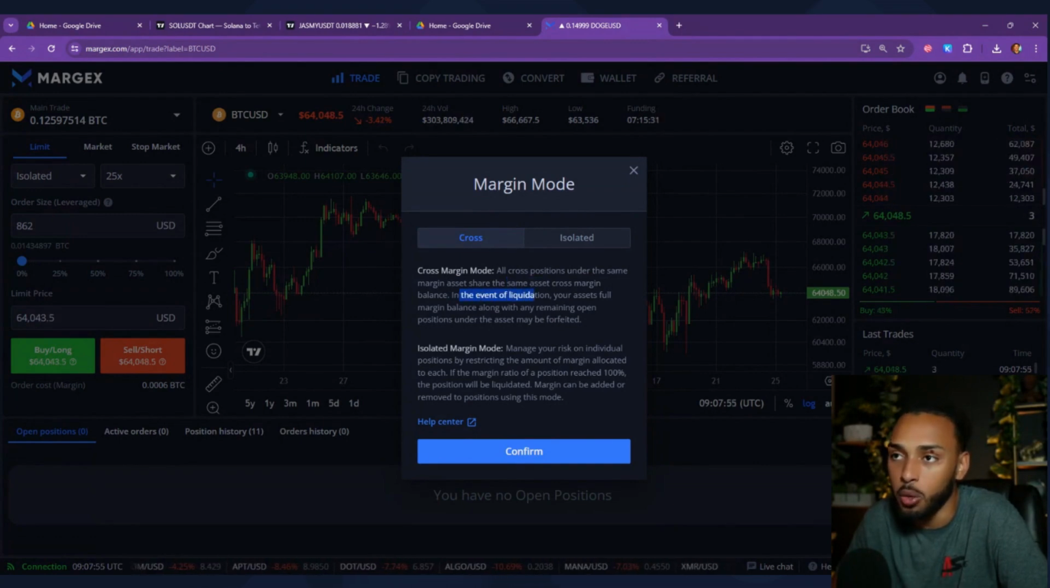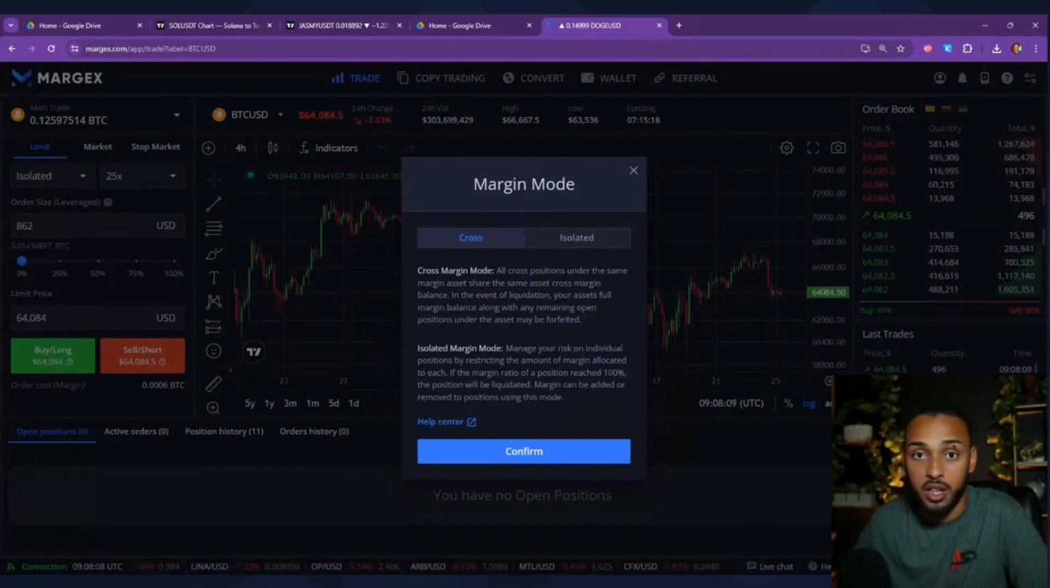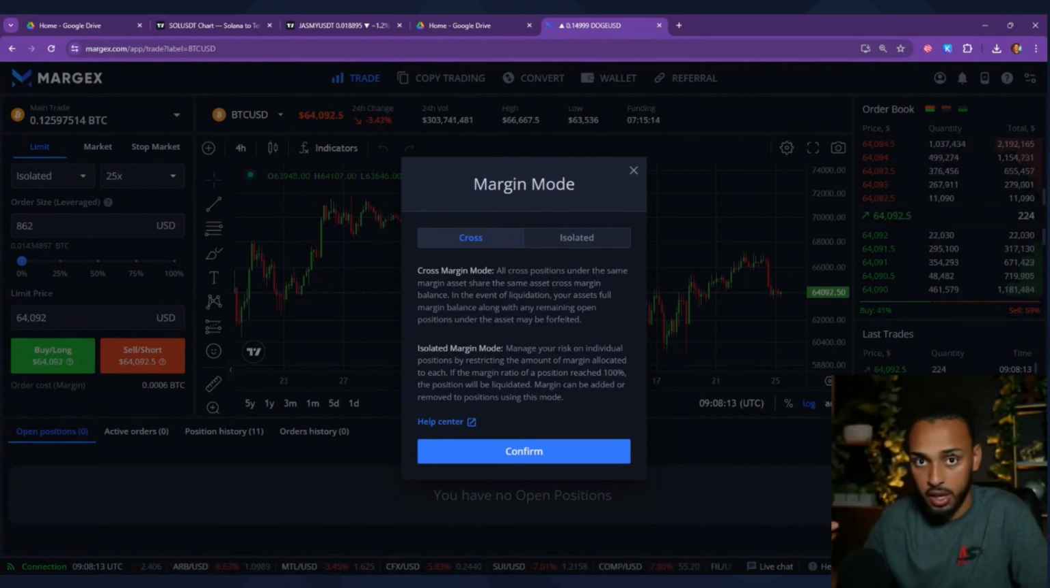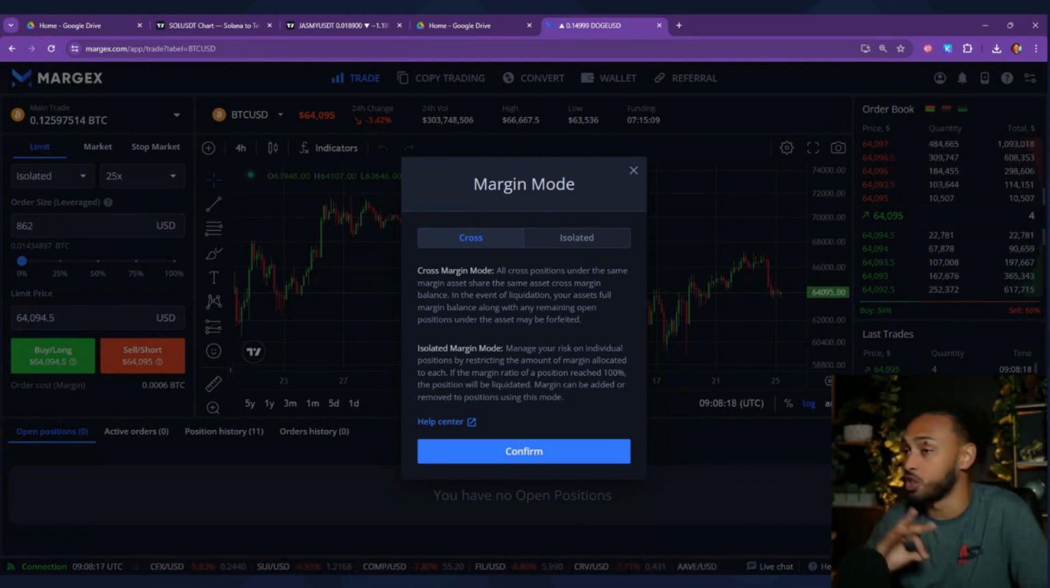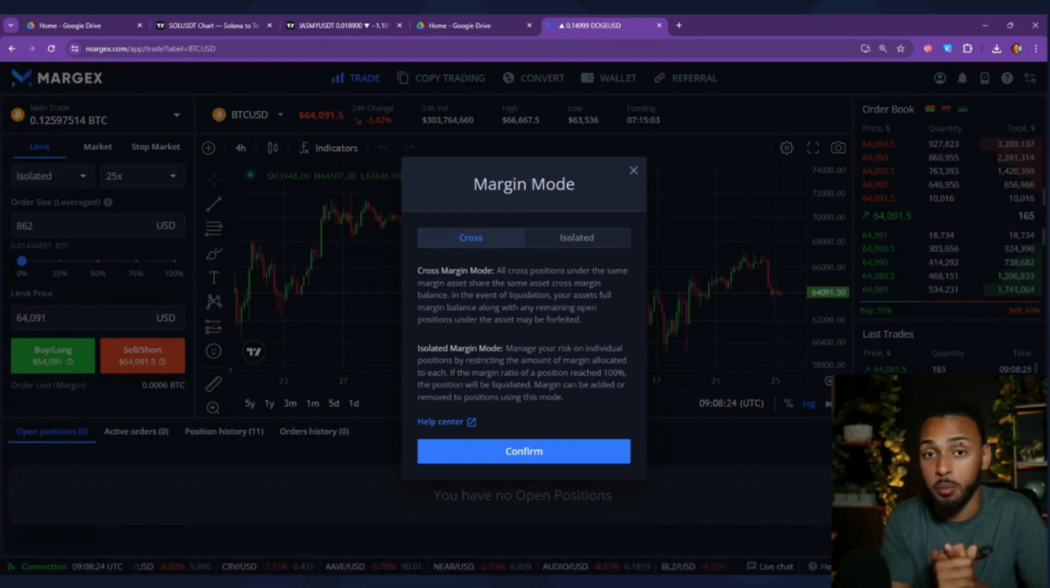In the event of a liquidation, your asset's full margin balance along with any remaining open positions under the asset may be forfeited. So this means that if you're trading under, say, Bitcoin, and Bitcoin is what you're using as collateral, that's the asset, and you open 5 trades, the balance of that Bitcoin is being used for all of those trades. So if one of those trades is super risky, super high leverage, and you just get smoked out of the water with it, completely liquidated, and you had no protection at all, it will literally liquidate all of your Bitcoin and the other positions, as it says, cross margin.